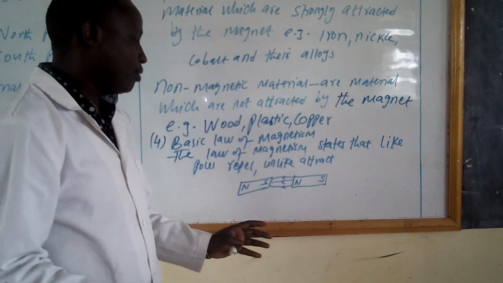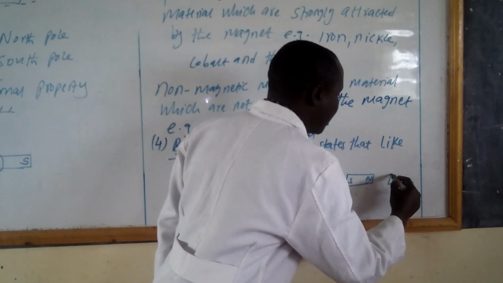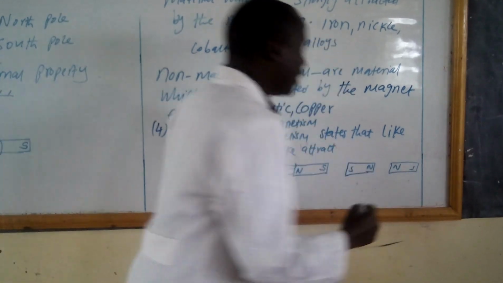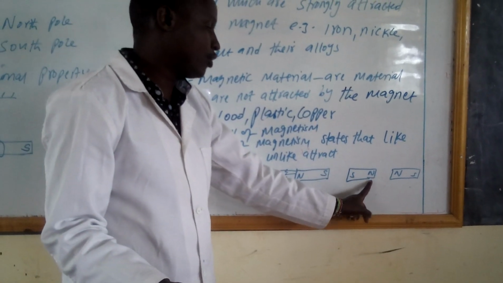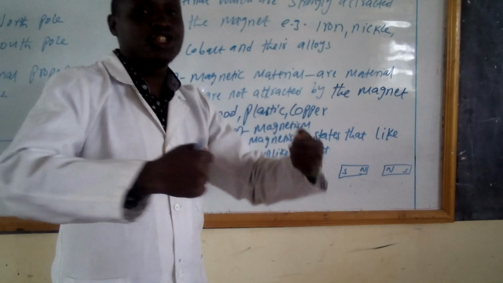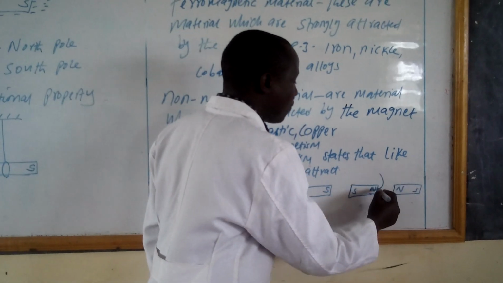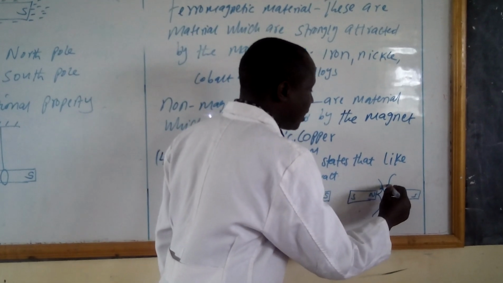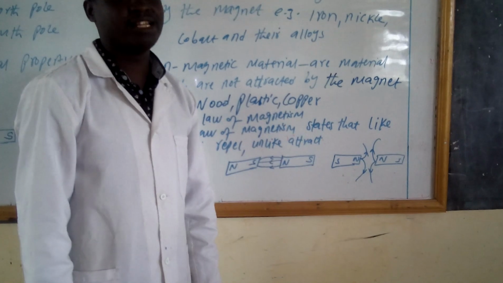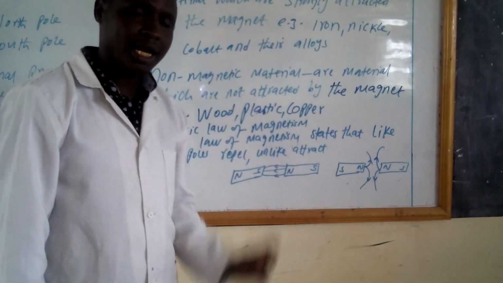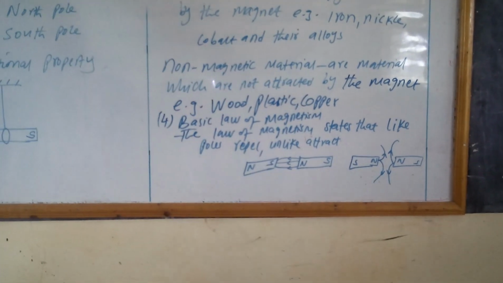If we have, for example, a magnet here, and then we have the other magnet, this one is north and south. If we have north and north, the law says like poles, so they are like poles, the same pole, north pole and north pole. If you bring the two north poles closer, there will be a repulsion. There will be a force of repulsion. So this one will repel each other. So those are what we call the basic law of magnetism. So you should know how to define the basic law of magnetism, which says that like poles repel and unlike poles attract.